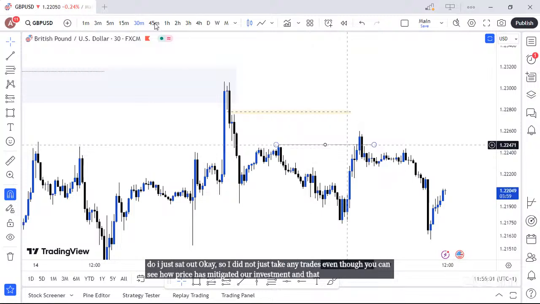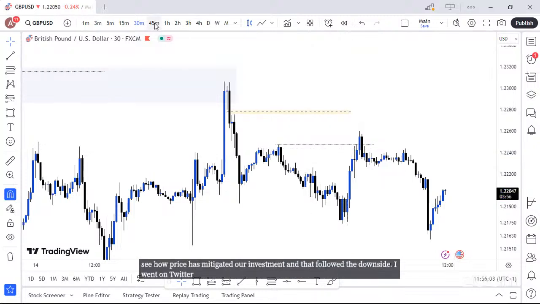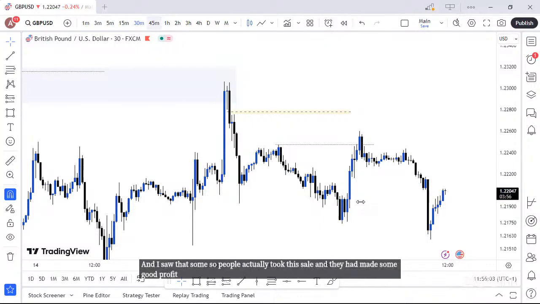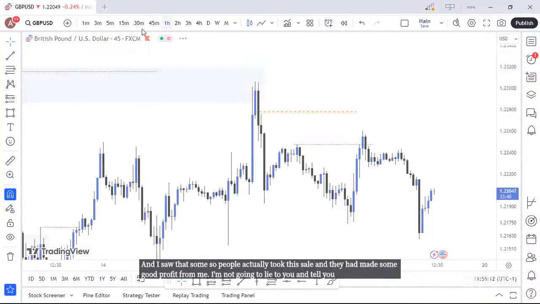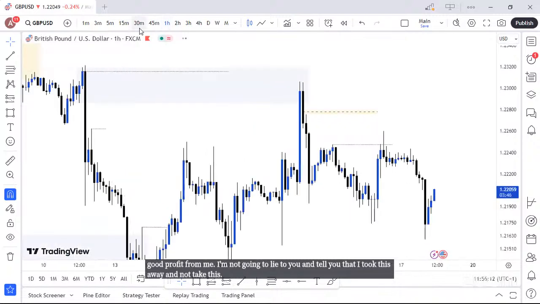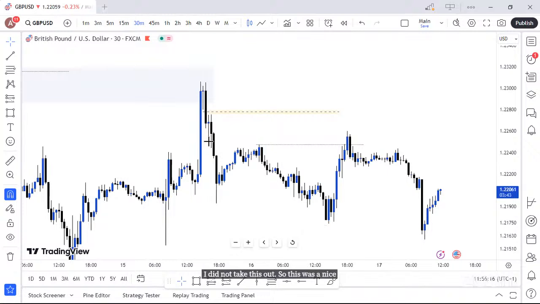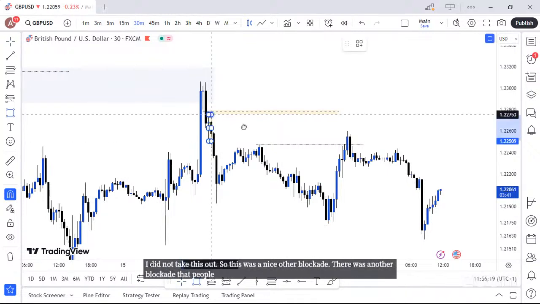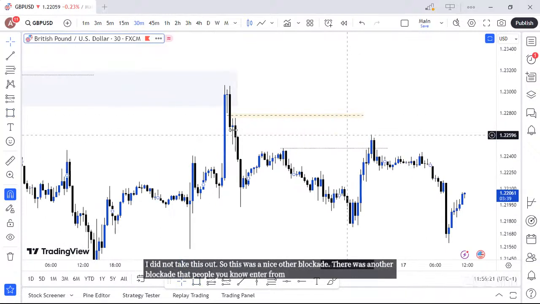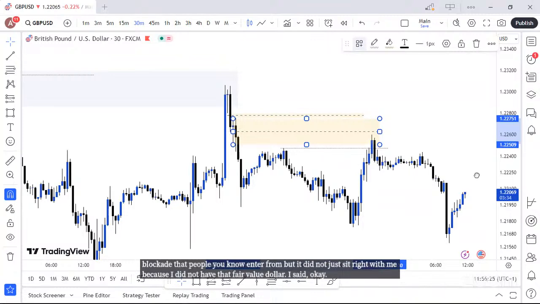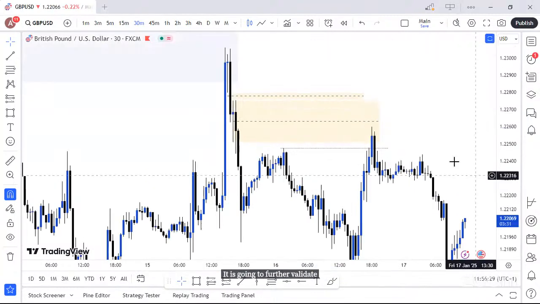I went on Twitter and I saw that some people actually took this sell and they made some good profit from it. I'll not come and lie to you and tell you that I took this sell when I did not take the sell. So this was a nice order block here. There was another block here that people entered from, but it did not sit right with me because I did not have that fair value gap that would further validate this area for me to trade from this place.